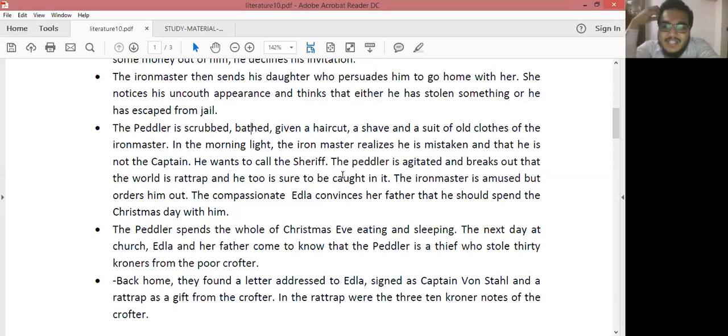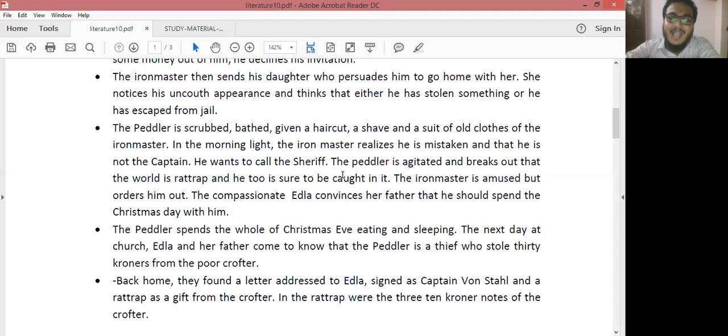Similarly, the peddler is agitated and breaks out, comparing the world to a rattrap. He too is sure to be caught in it. So he is also sure one day the iron master will be caught in the same trap. The iron master is amused but orders him out. He is making fun of what he is saying. He smiles, but he orders him, get out from here. So as human nature, one human will do the same.